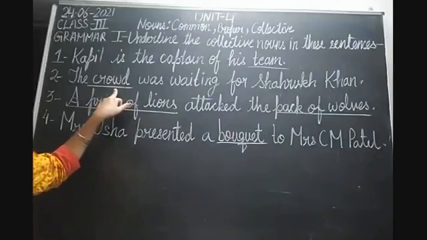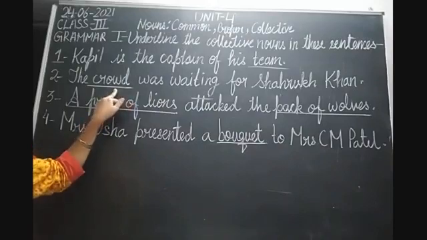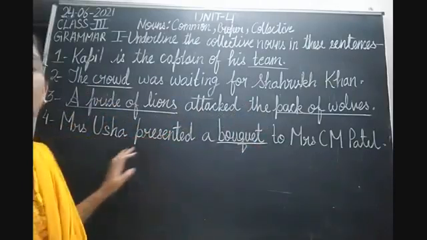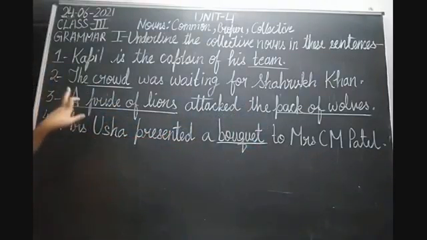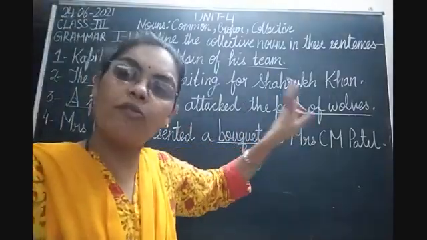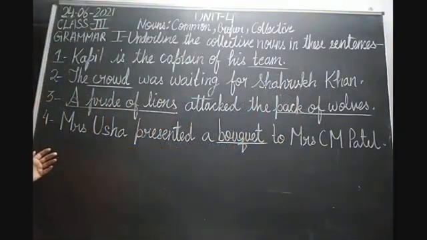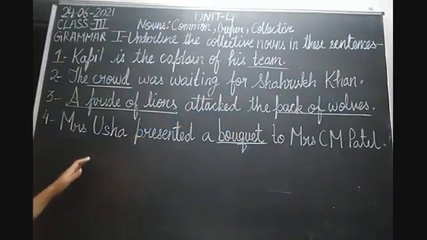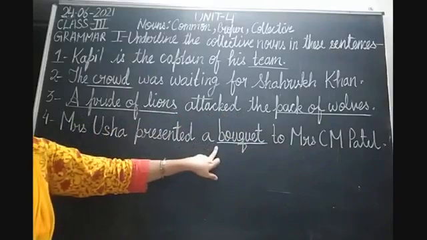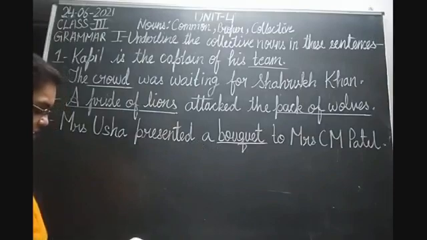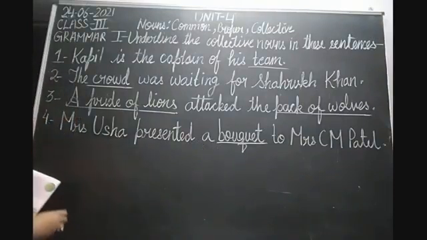A crowd of people. Crowd is formed by a lot of people. So underline the collective noun crowd. Third, a pride of lions attacked the pack of wolves. There are 2 collective nouns in the third sentence: a pride of lions and a pack of wolves. Fourth, Mrs. Usha presented a bouquet to Mrs. C.M. Patel. So which is the collective noun? Bouquet, B-O-U-Q-U-E-T, bouquet. And a bouquet is made from a lot of flowers. Fine. So now the 5th one.